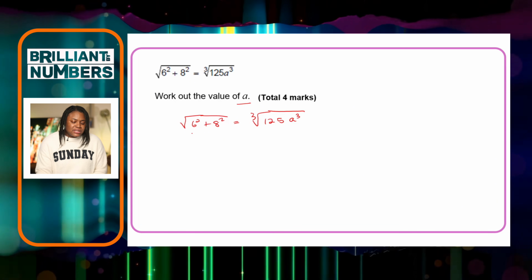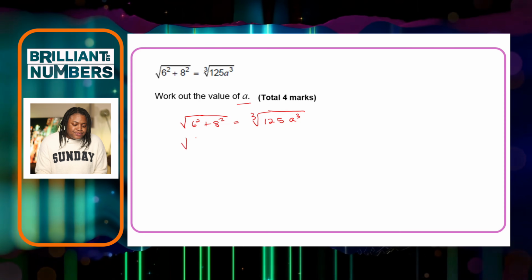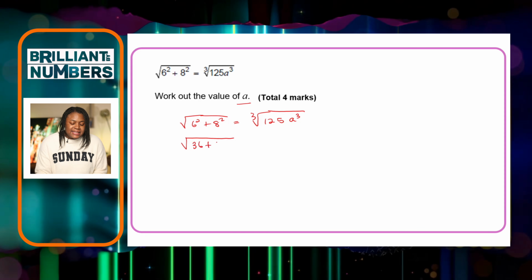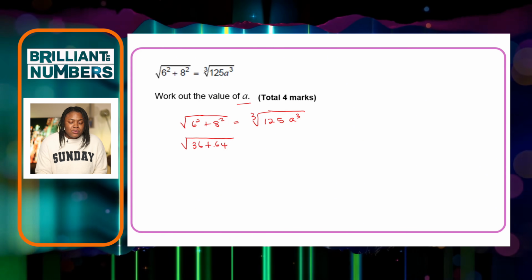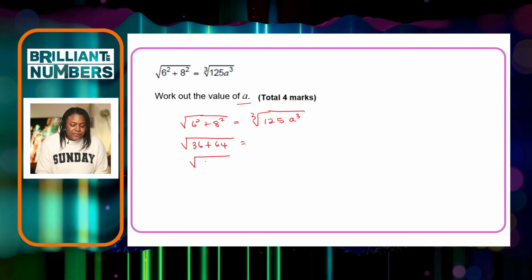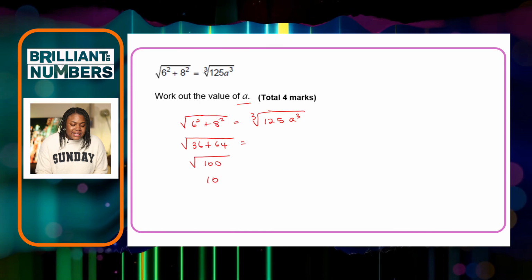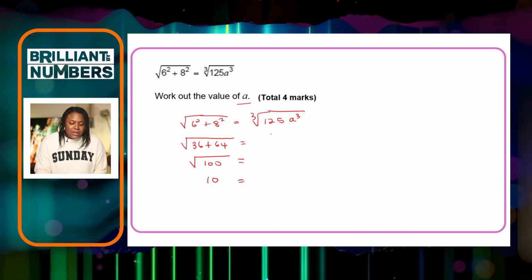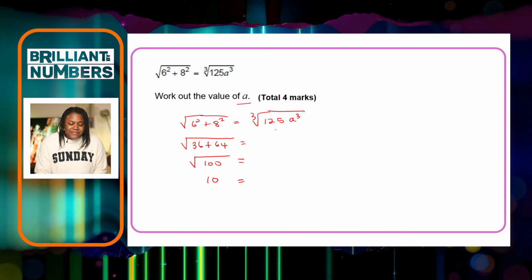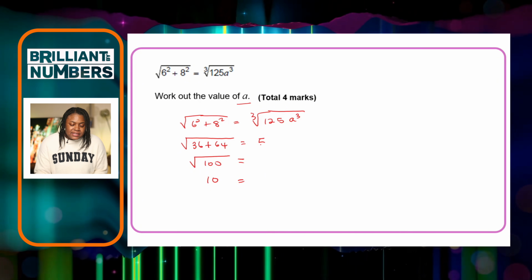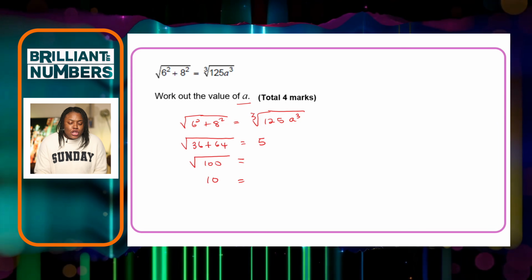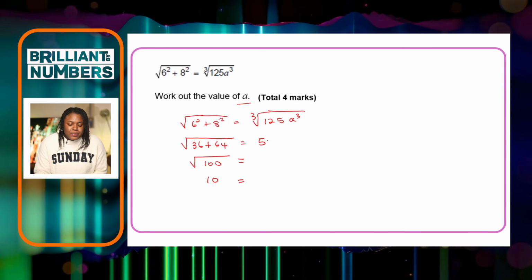So let's simplify both sides. Square of 6, 6 times 6 is 36, plus 8 times 8 is 64, a common one we should remember. This is now going to be square root of 36 plus 64 is 100, so all of this side simplifies to 10. So now let's simplify the other side. So the cube root of 125 is 5, since 5 times 5 times 5 is 125. The cube root of a cube is just a.